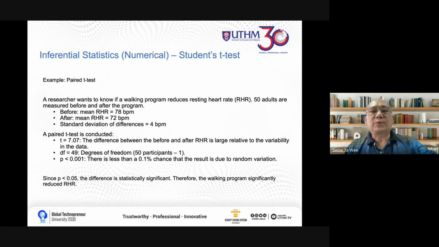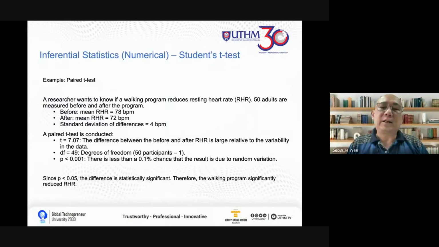So the researchers want to know if walking programs reduce the resting heart rate, RHR. So they recruit 50 adults and measure them before and after the program. Before, the mean RHR is 78 BPM. And after the exercise, the mean RHR is 72.